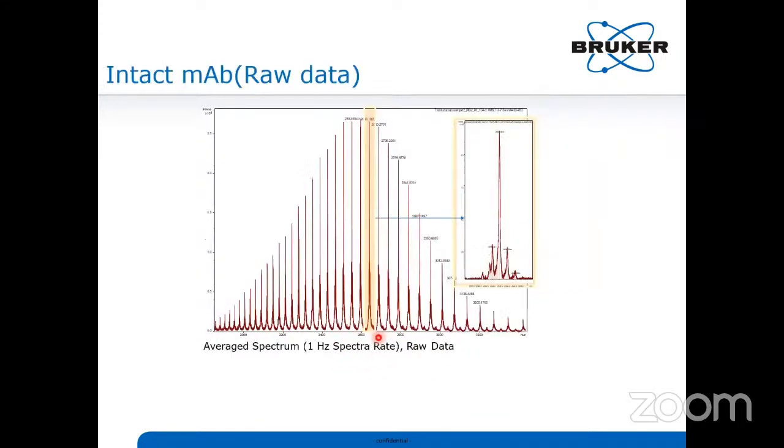This is where I told you about mass-to-charge ratio. If it is a 1 plus charge, whatever m/z you are observing, that is your mass. For example, if it is 100 m/z with a 1 plus charge state, you can consider it as 100 Dalton. What is the other charge state?